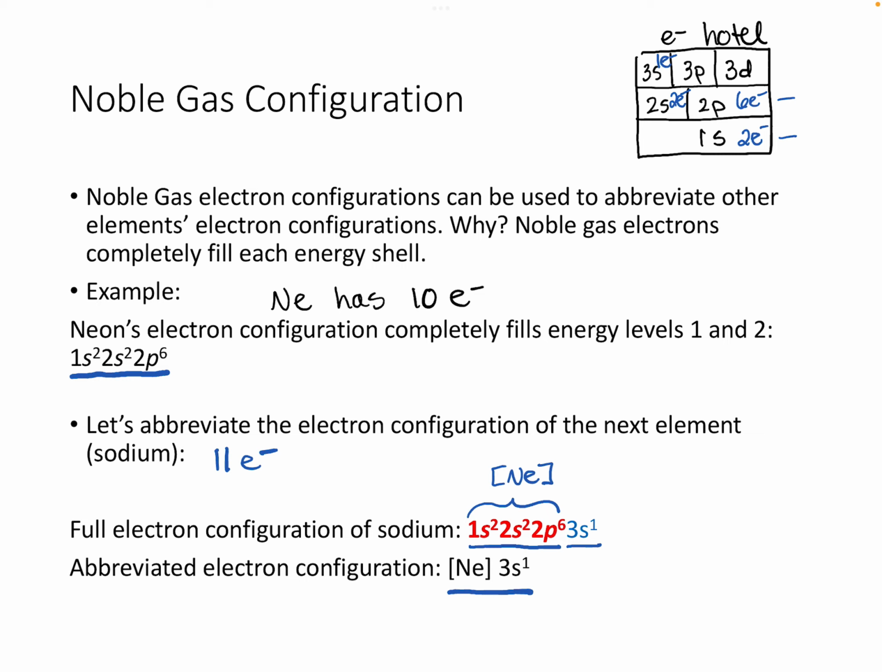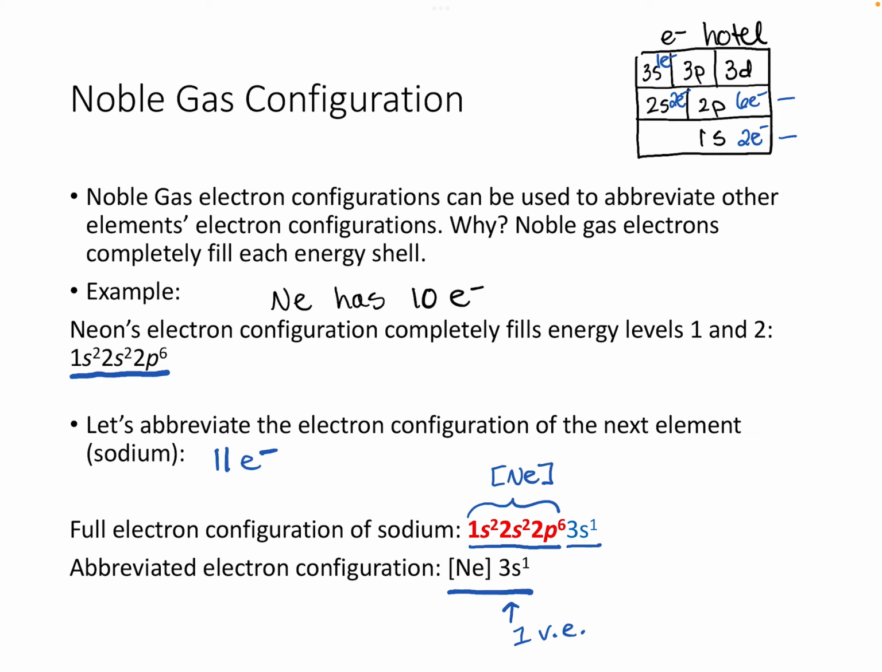Now, the other really handy thing about noble gas configurations is you can see what the valence electrons are for an element. So for sodium, we just have 1 valence electron because remember, valence electrons are the highest energy electrons, so they're going to be in the highest shell. So for sodium, that is level 3 or shell 3, and there's only 1 electron in that shell, so that is sodium's 1 valence electron.